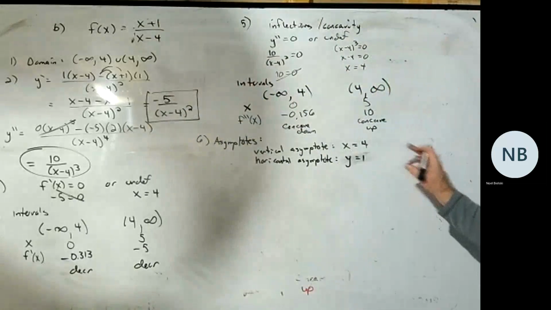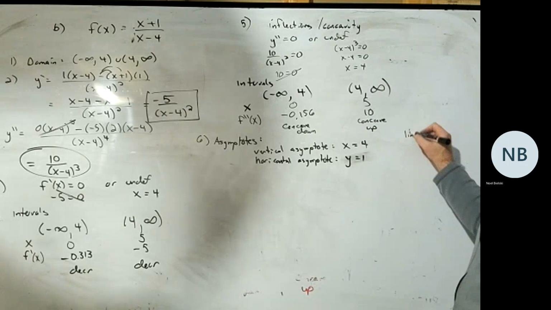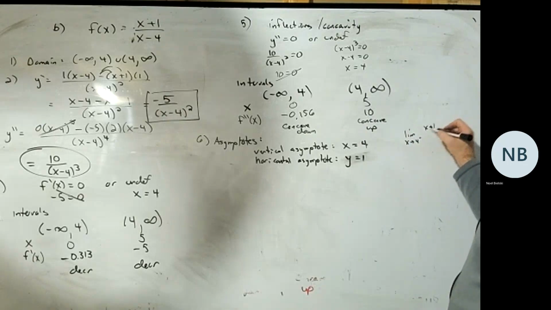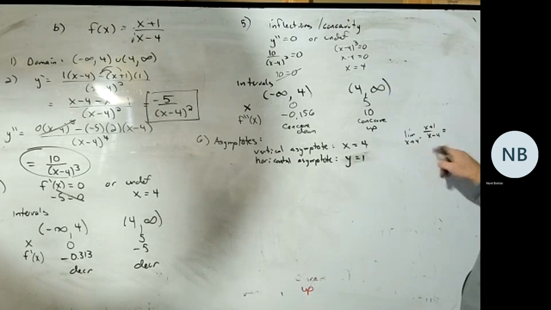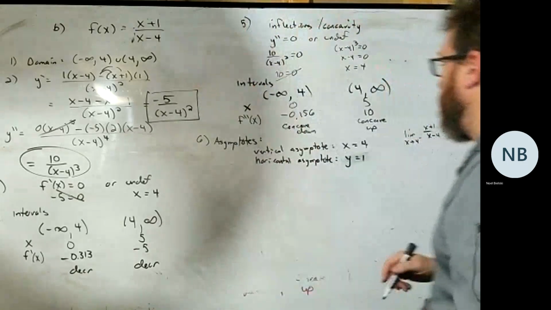So again, the way you find this vertical asymptote, if you wish to prove it, you could take the limit as x goes to 4 from the negative side of x plus 1 over x minus 4. So you'll see that this will be a positive over a negative, so this will be negative infinity. And if you did it from the positive side, you'll see that this will be positive infinity. So that's why you know that it's going to do something like this with an asymptote.